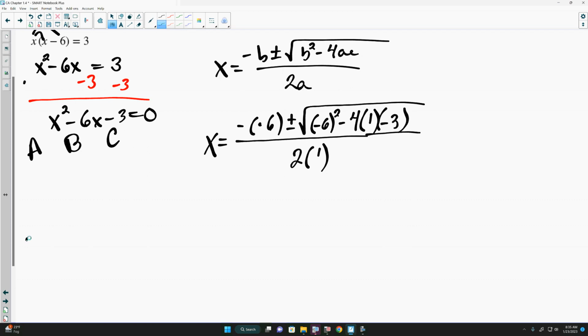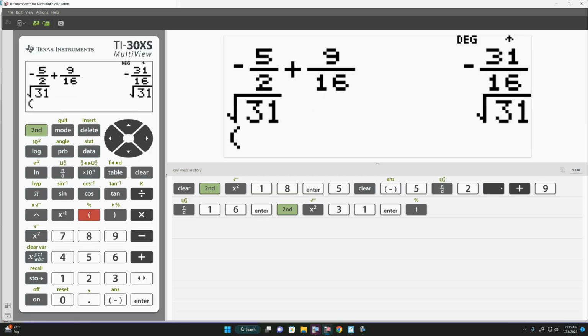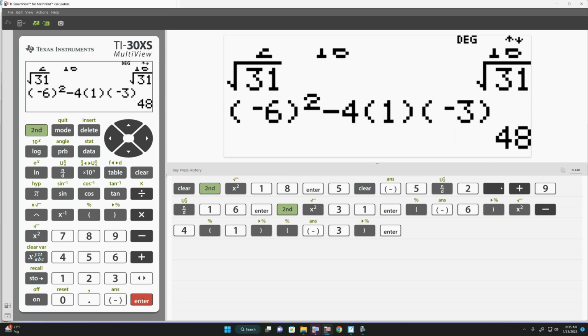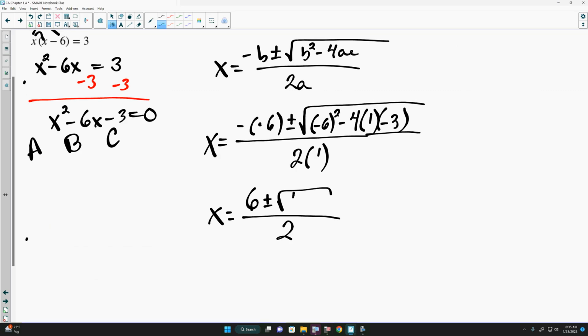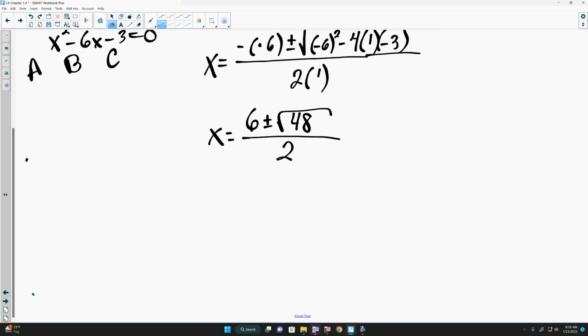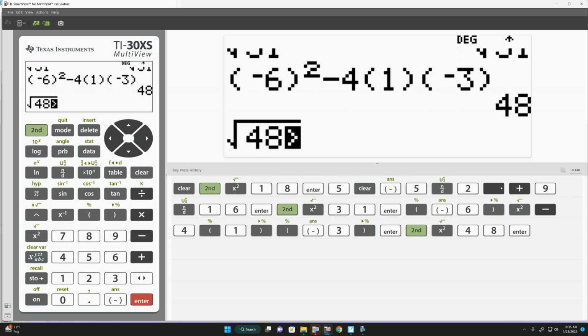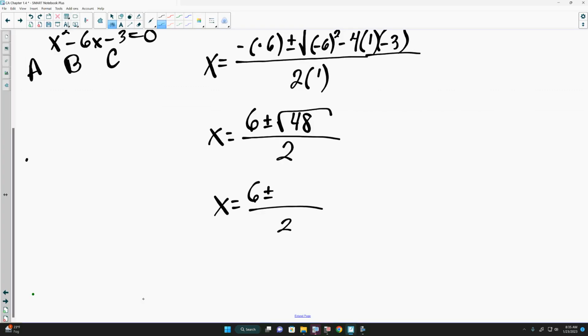Now at this point, we can simplify some of this. Negative negative 6 is going to be positive 6. 2 times 1 is 2. Inside the radical, we can go on and plug that in a calculator. Negative 6 squared minus 4 times 1 times negative 3 is 48. Now we can take the square root of 48, which is 4 square root of 3.